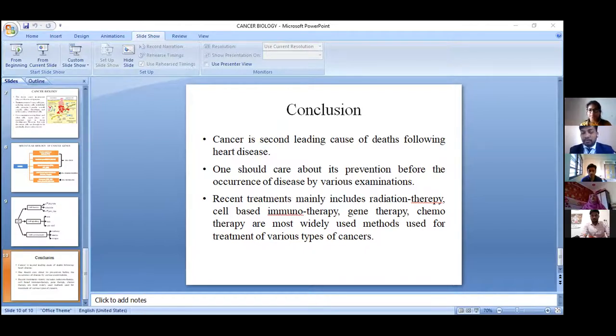Basically, we say this is the first stage. It can be cured at this stage, meaning it is not a matter of great danger. Then second stage, third stage, the more serious the body gets in that disease.